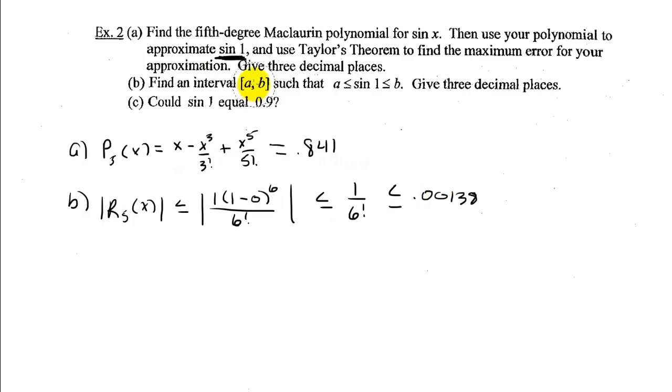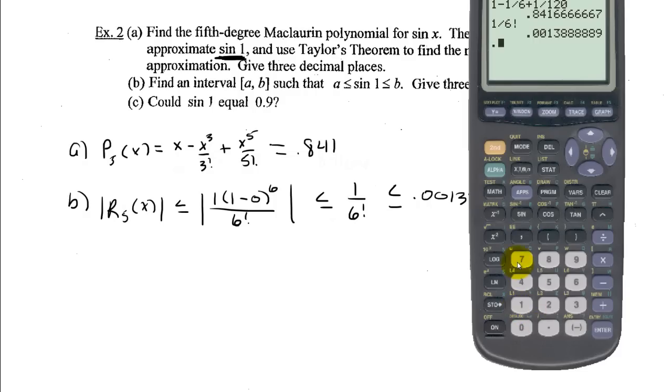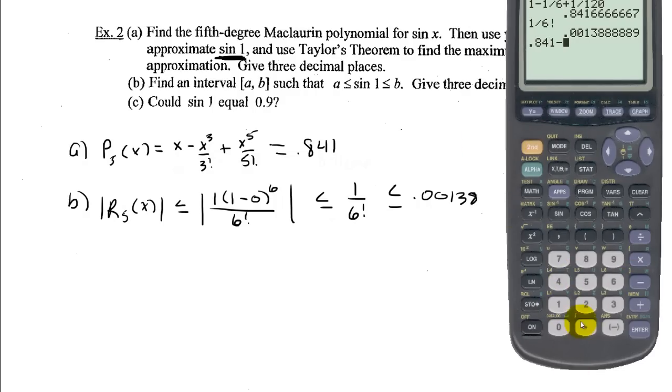So we're asked to find an interval A to B such that sine of 1 is in between the values. Give 3 decimal places. So now we're going to take 0.841. Remember, this is the error. This is our approximation. We're trying to find an interval which the actual value lies in. So we have 0.841 minus the error, 0.00139. I guess I could do this. Minus the answer. So 0.8396.